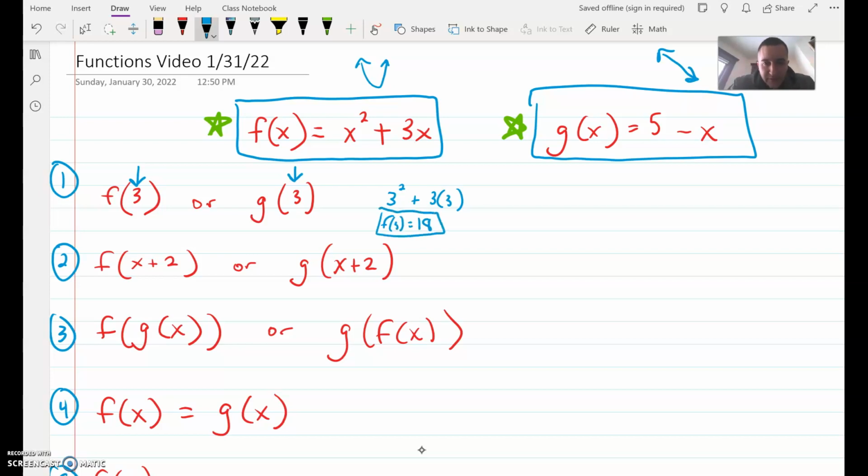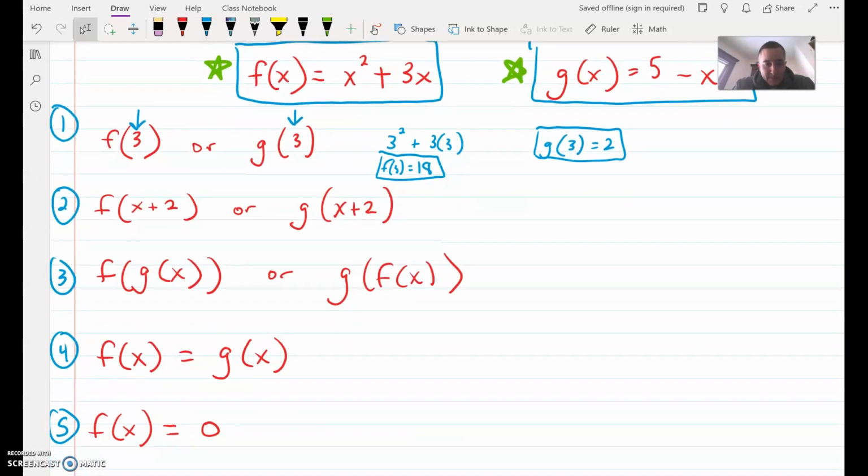And if we did the same thing for the g function, g of 3, 5 minus 3 is 2. So g of 3 equals 2. No need to show the work on that one. This is called evaluating a function. Just make sure you plug it into both of the inputs. If it has 2 x's or if it has 1, you're good to go.